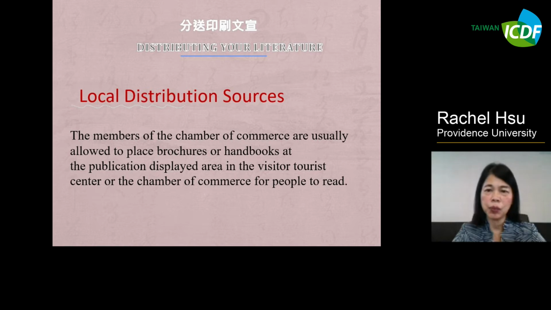Let's move on to talk about where you can distribute your printed literature. Location-wise, you can consider local sources, often the tourist center of a tourist attraction, because these tourist attractions are popular sites for visitors. Another option is, for example, the Chamber of Commerce or associations such as the Association of Tourism. They often have publications for visitors to pick up. Often this literature is in various languages.